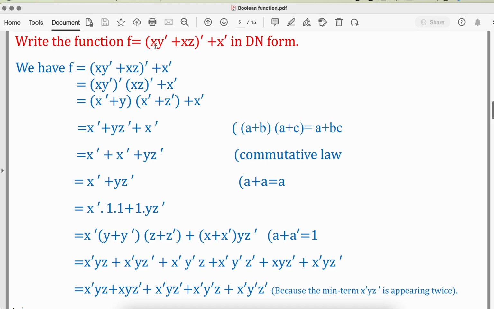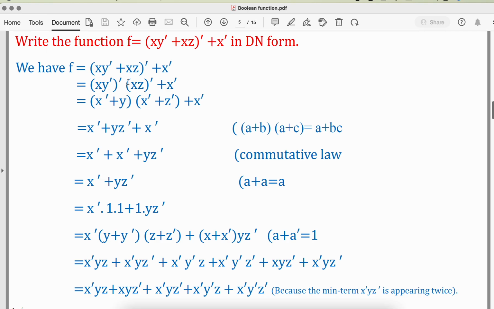So here we have xy dash plus xz complement plus x dash. First we will simplify this expression. So this is xy dash plus xz dash plus x dash. If we apply De Morgan's law to this expression, we will take the complement of individual terms and replace addition by multiplication. So in this case it will be complement of xy dash into complement of xz dash, plus x dash.